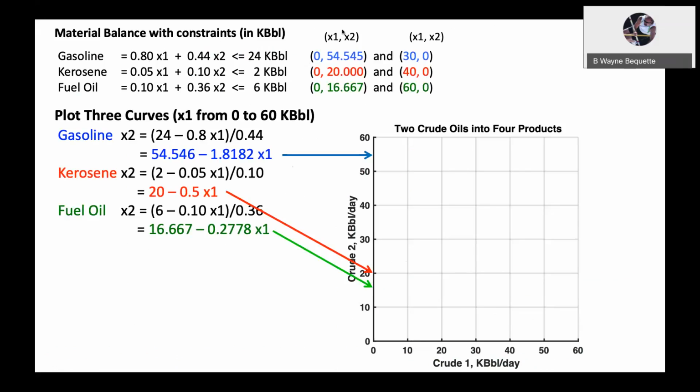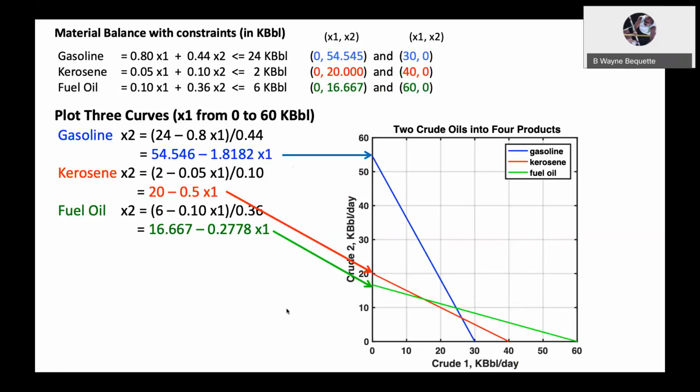So you can either look at this as the endpoints of the line, which in the case of gasoline would be 0 for X1, 54.5 for X2, and then 30 for X1, 0 for X2, draw the line between those 2 points. Or similarly, if we solve for X2 as a function of X1, then you can write this relationship and basically go from an X1 value of 0 across the graph. So do this right now on your own. Pause the screencast and draw these material balance lines which form the constraints in our problem.